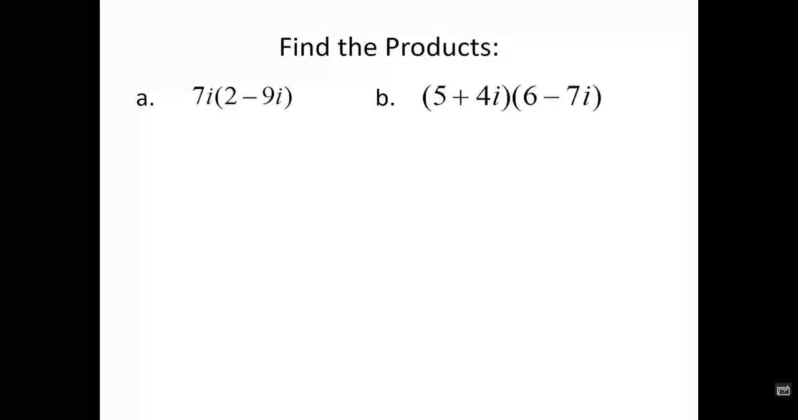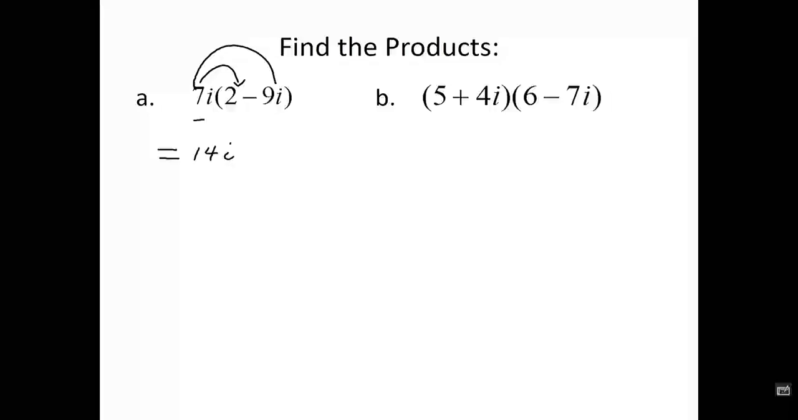The next operation is that of multiplication. Let's now find the product of the complex numbers. So if we multiply 7i, we're going to multiply 7i times 2 minus 9i. All right, so we're going to use the distributive property. So 7i times 2 is 14i.